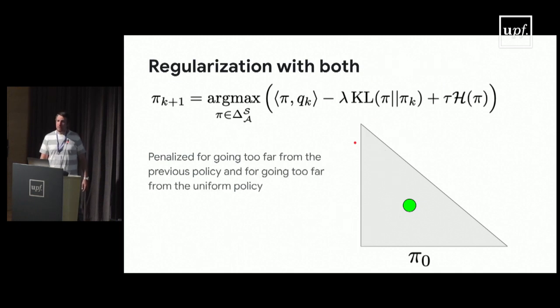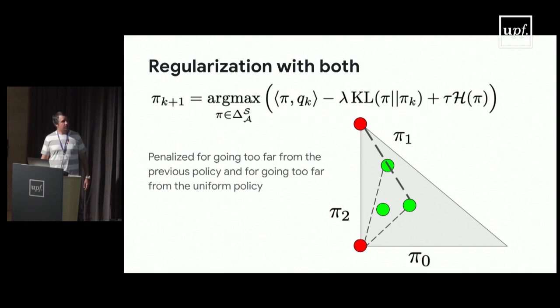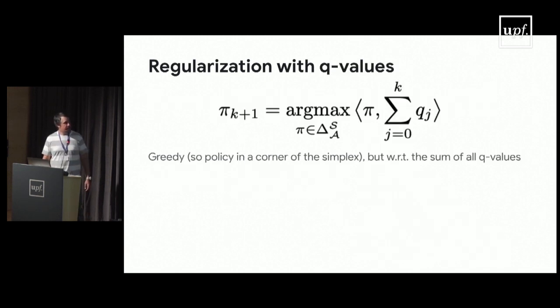And you can combine both things by saying that you want to stay close at the same time to some initial good, or meaningful, policy and to the previous policy. And then you can replace the KL by something else, say any Bregman divergence. You can replace the entropy by something else, and so on. This can be generalized, but these two are the ones more commonly used.